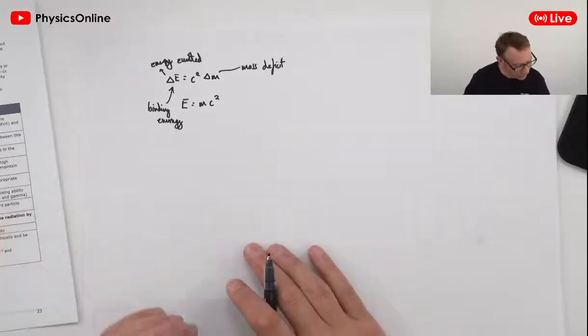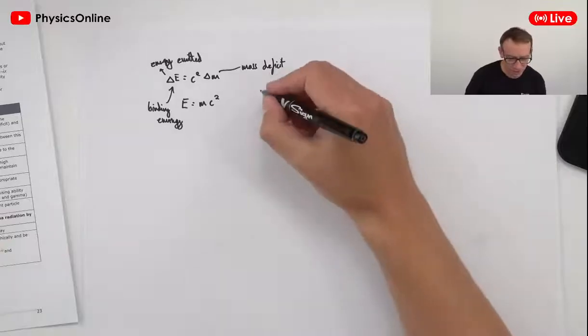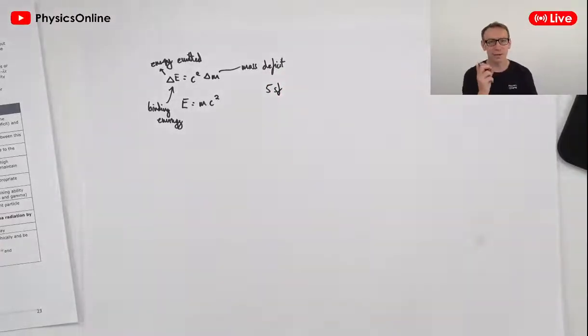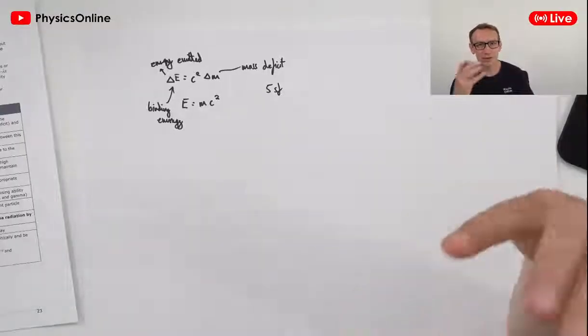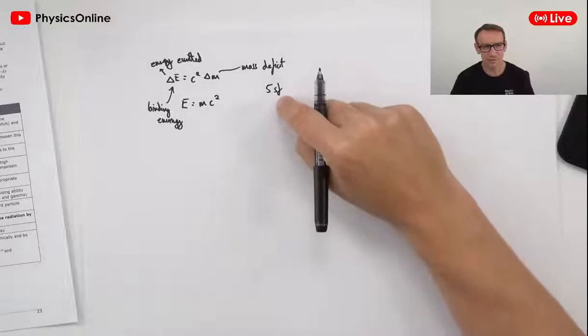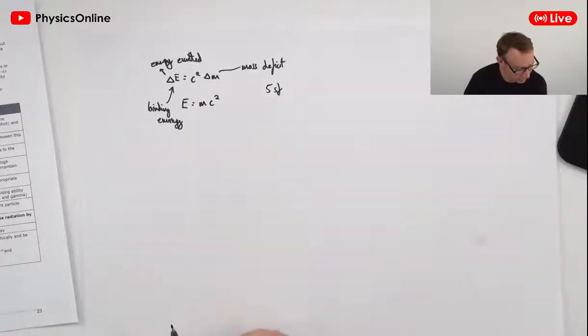Of course, when you do questions like this, often they'll give you data to maybe 5 significant figures. If we're looking at that mass deficit, the mass defect is often a really, really small change, and therefore often we need to use 5 significant figures to actually do our calculations.